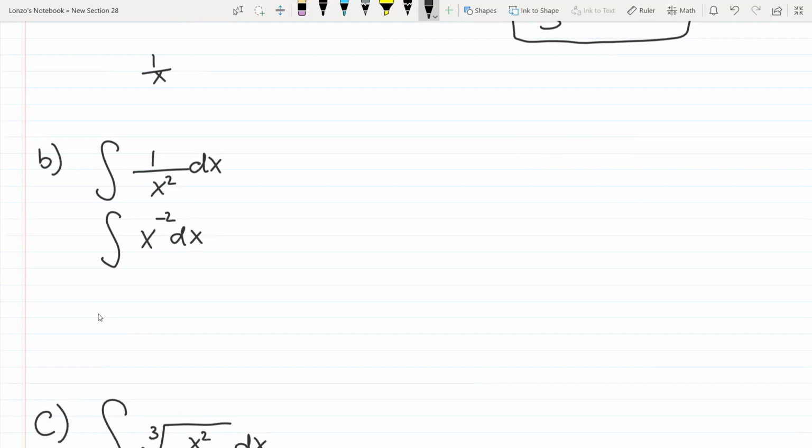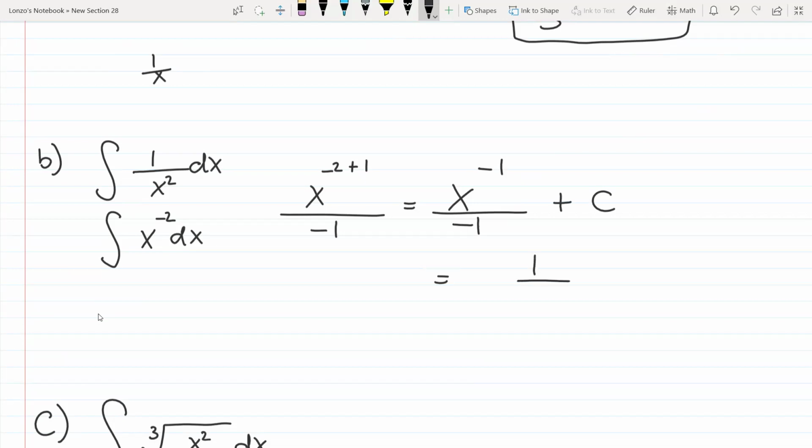So that would be x to the -2 plus 1 over -2 plus 1, which is -1 over -1, plus c. X to the -1 can be expressed as 1 over x, right? And then you still have this -1 plus c.